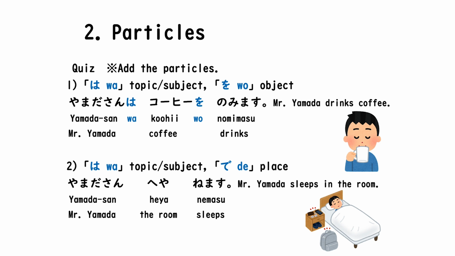Now let's look at the second sentence. 山田さん部屋寝ます。In English, the sentence is Mr. Yamada sleeps in the room. Now place the particle は for the topic or subject and the particle で for the place. Where should they be placed?